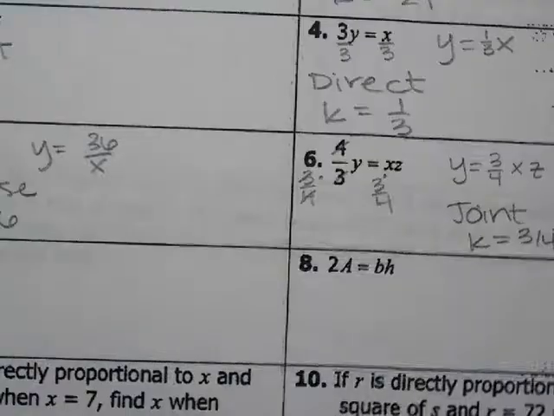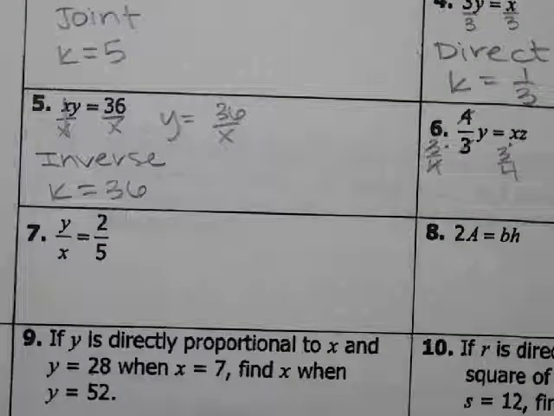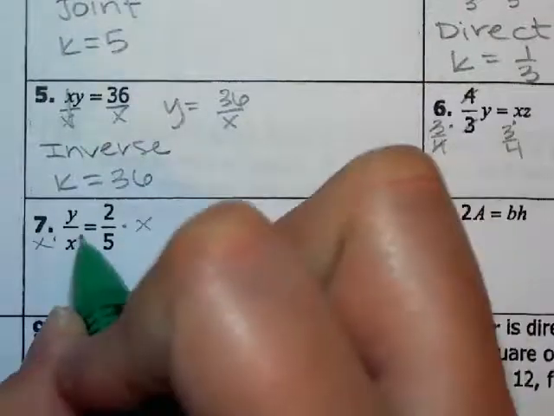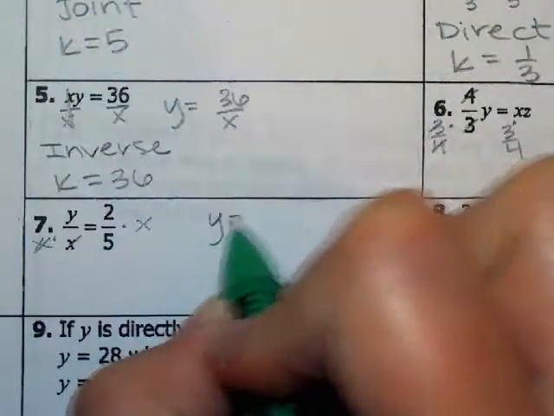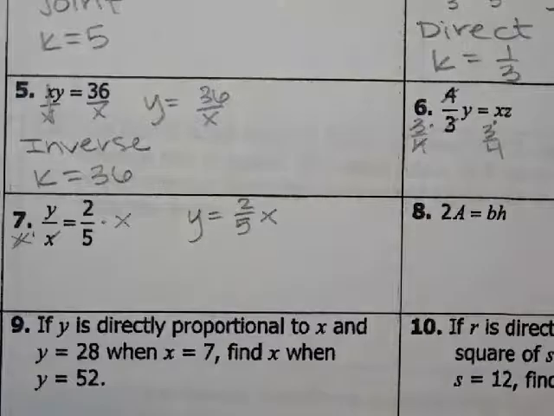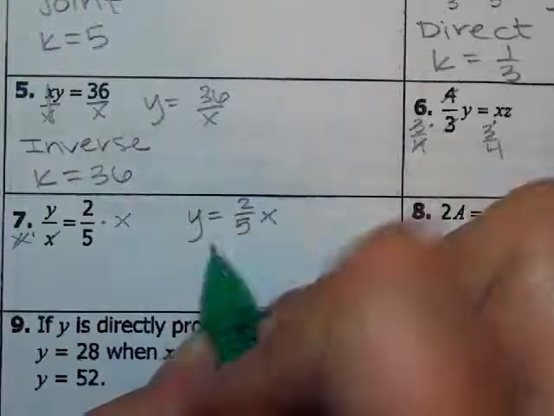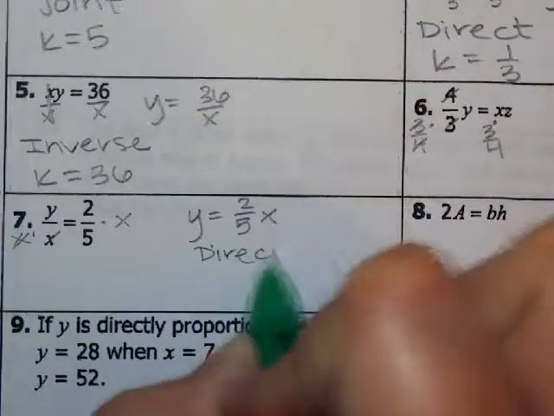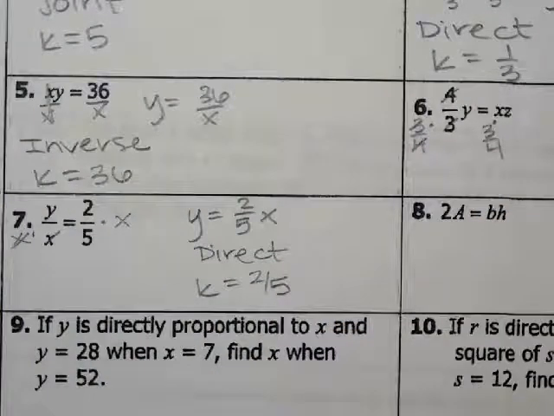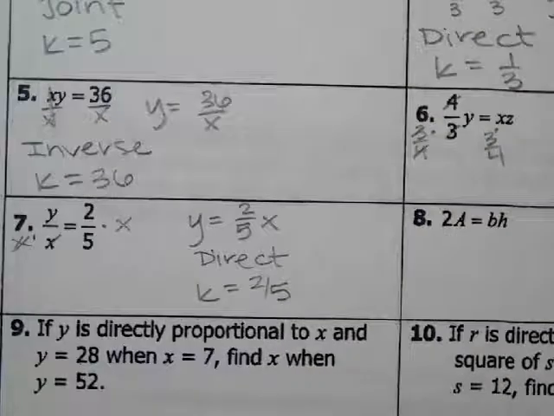All right, number 7, let's get the y alone. What do we do? Multiply the x over. So we have y equals 2/5 times x. Is that direct, joint, or inverse? Direct, and what's the k? K equals 2/5. Okay.